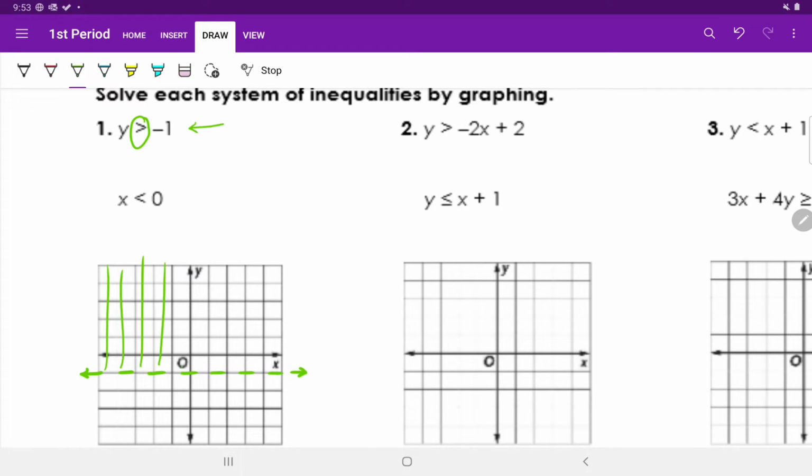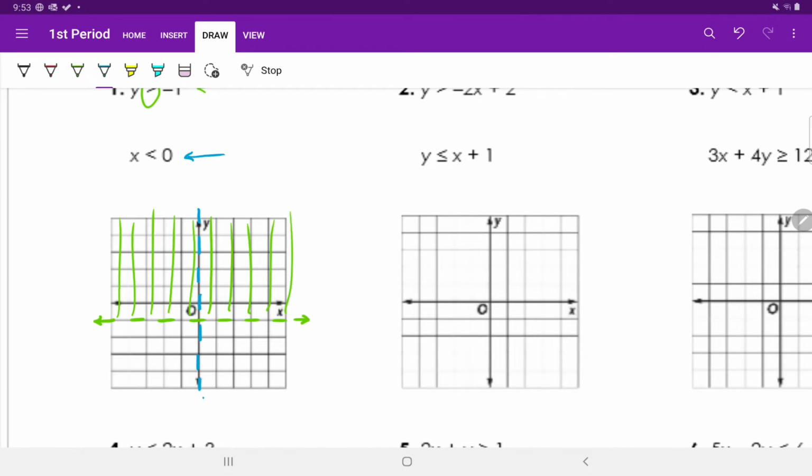I'm not going to shade this in very dark because this is only half of our problem. We're not quite done yet. So I'm just going to make a few notes here to myself to remind me that this line is shaded above. Now for the next inequality. This is x is less than 0, which is a vertical line at the point x is 0. And since it's a less than, it's going to be dotted.